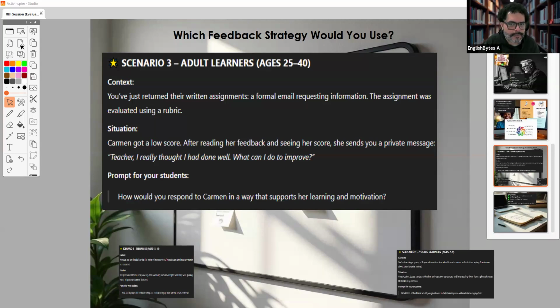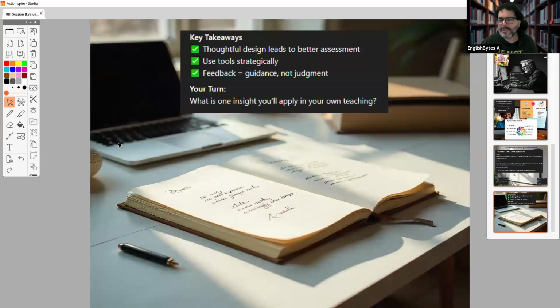Okay, guys, so key takeaways from this lesson. First, thoughtful design leads to better assessment. What do I mean by this? If you understand the way your students think, if you understand what feedback works better for them, think about it before you even start the class.